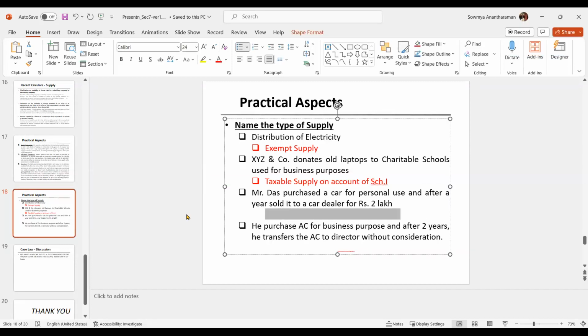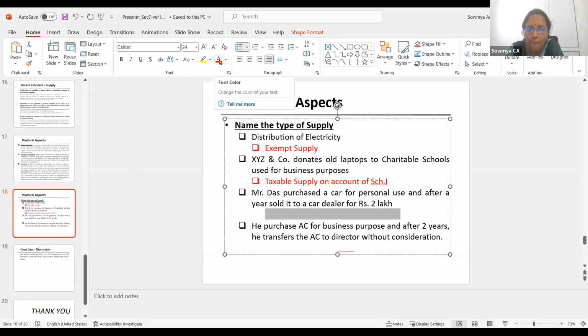True. Yes, ma'am. Yeah. So Mr. Das purchased a car for personal use and after a year sold it to a car dealer for rupees 2 lakhs. So it is a personal asset and it has been sold for 2 lakhs. So anyone would like to go for it? So it is not a supply as it is not used for business purpose.